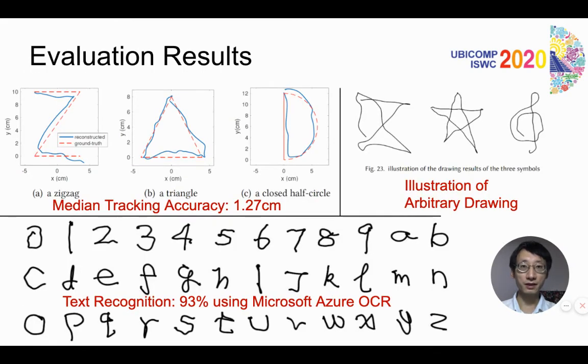We evaluated the tracking accuracy using some templates. The overall median tracking accuracy is 1.27 cm. After that, we use a finger to input text. The recovered drawings can be recognized at a rate of 93% using an online OCR service.